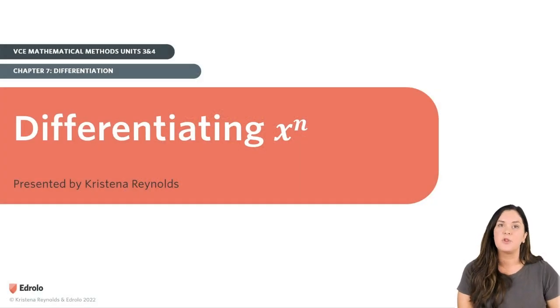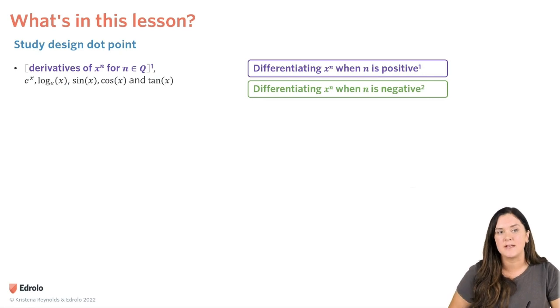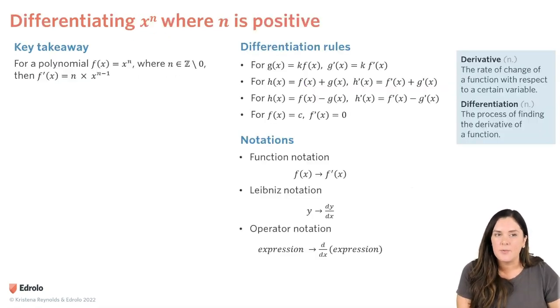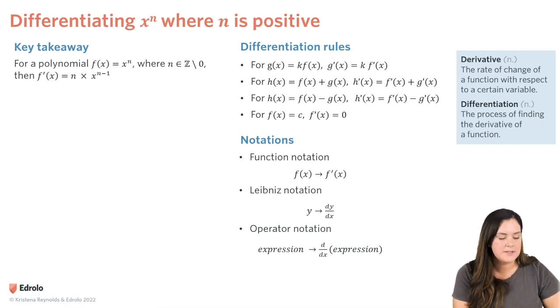For our second lesson, we'll be looking at differentiating functions with x to the power of n. So in this lesson, firstly, we'll be looking at differentiating x to the power of n when n is positive, and then we'll be looking at differentiating it when n is negative. So the key takeaway here when we are differentiating a polynomial, so x to the power of n, is the n comes to the front there and multiplies by our x, and then we just subtract 1 from the power.